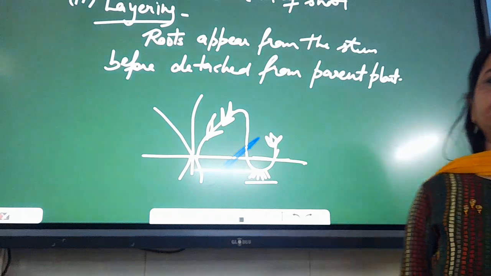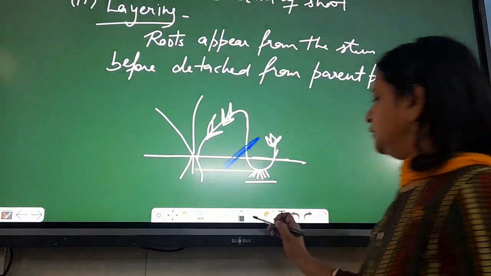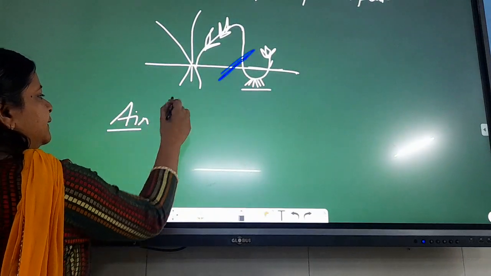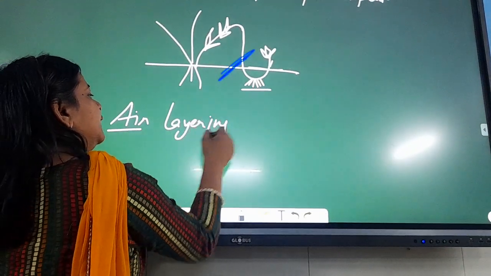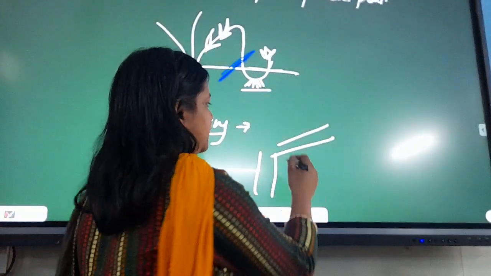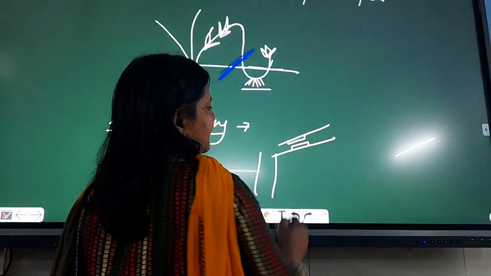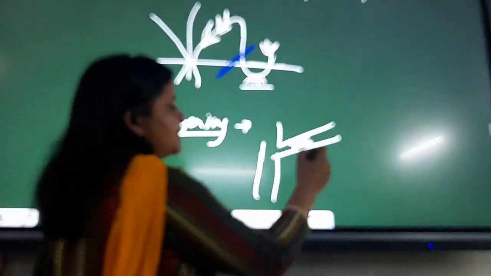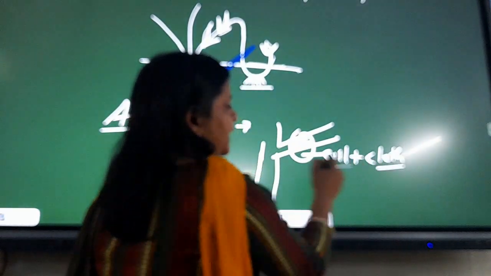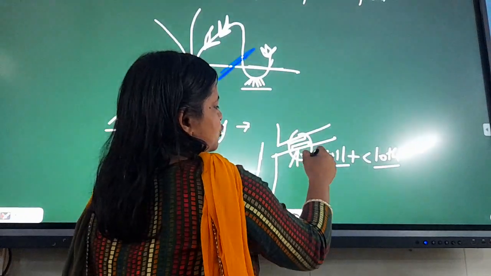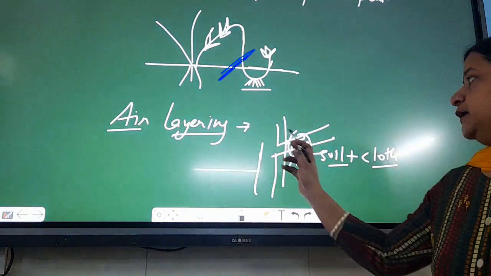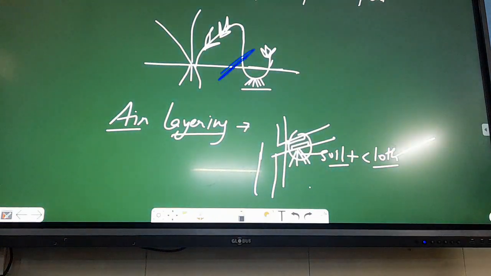This is called layering. It can also be done in air. We can write it as air layering. In air layering, we use those plants which have a hard stem that we cannot fold. So the outer bark is removed from the stem, and soil is put on it and some cloth is tied on it. After a few days, some roots will appear here and then we detach it from its parent plant and it will develop into a new plant. So this is air layering.